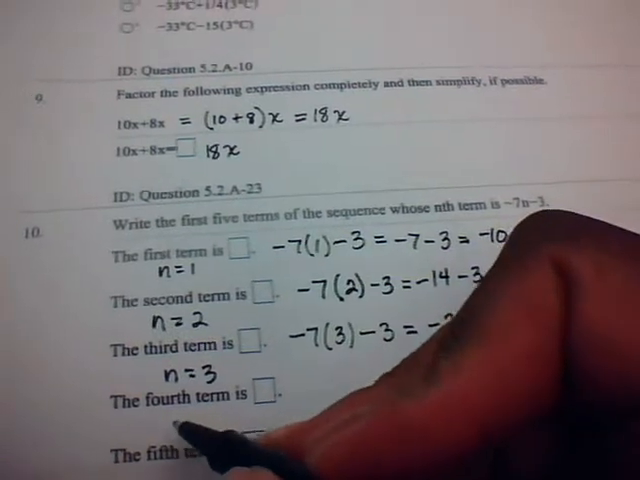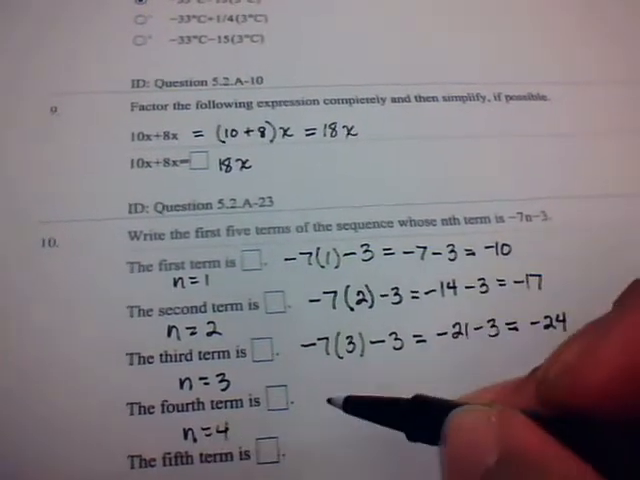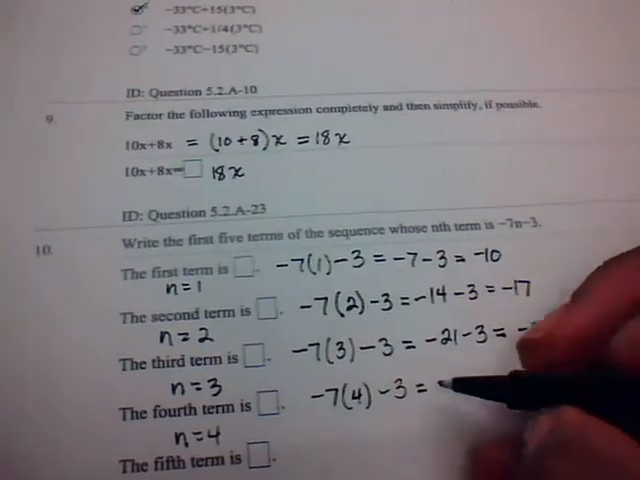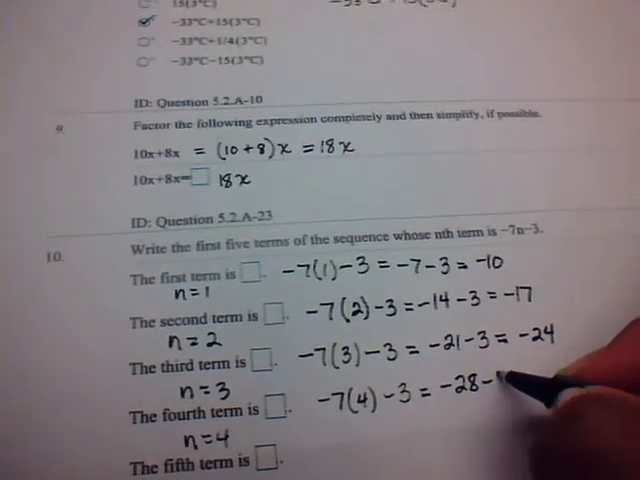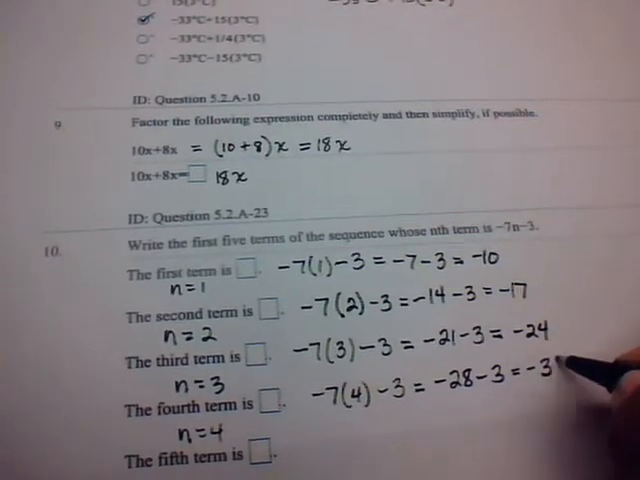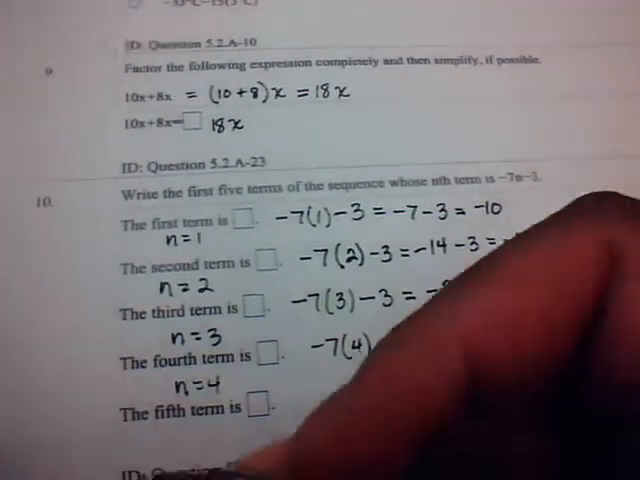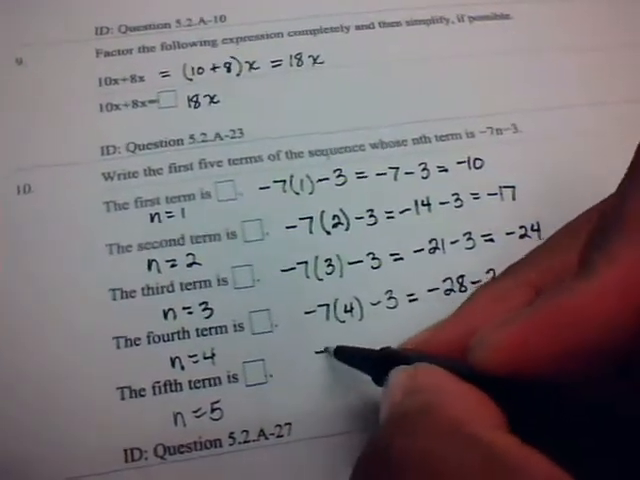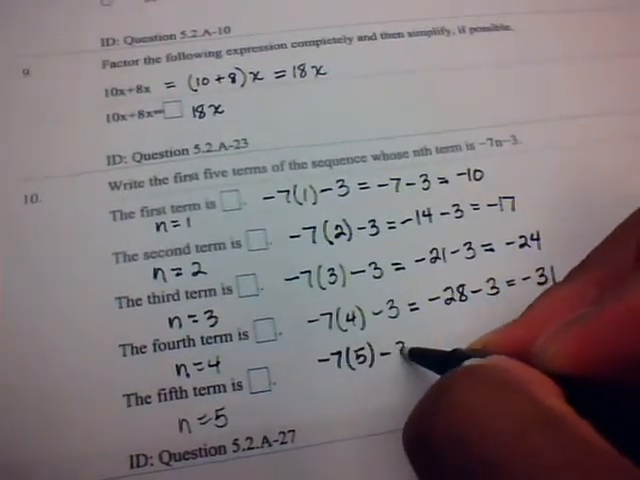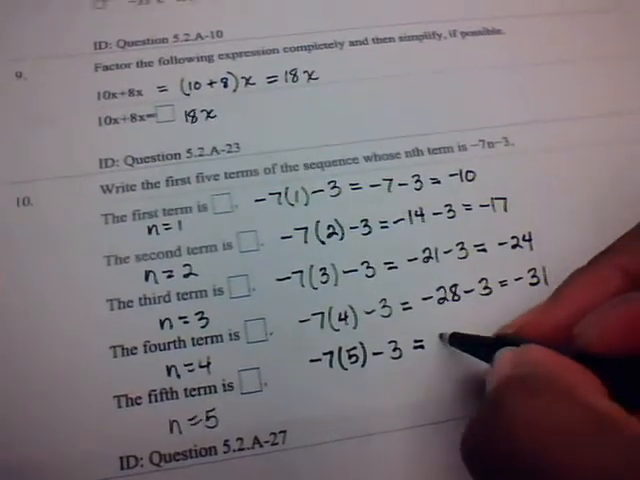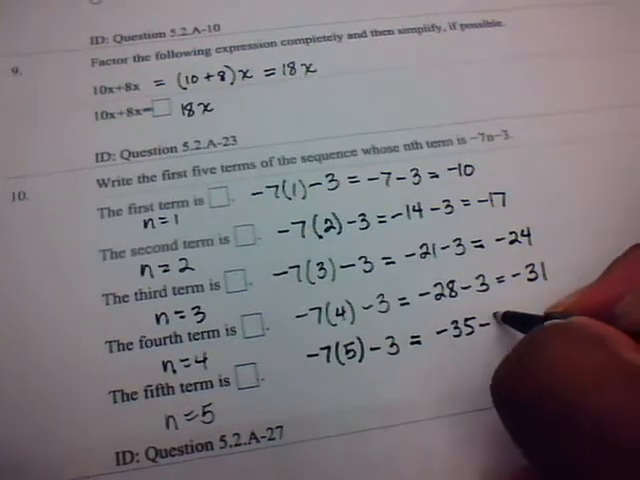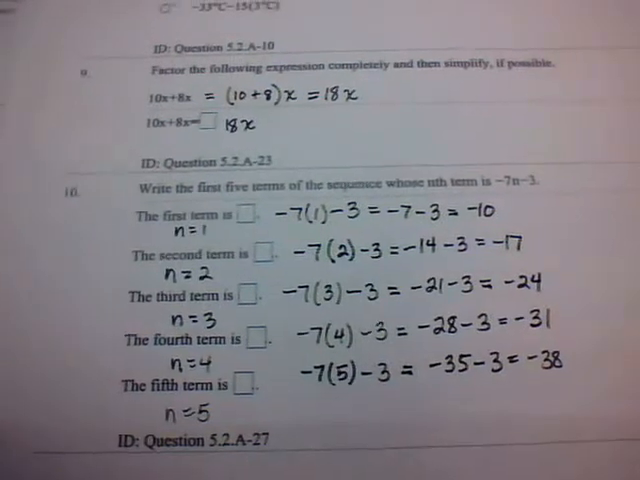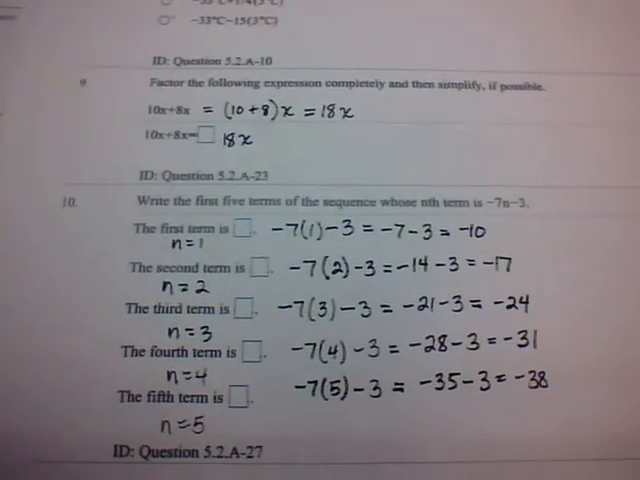And then the fourth term means n is equal to 4. So in this case here, we got negative 7 times 4 minus 3. And negative 7 times 4 is negative 28. Negative 28 minus 3 is negative 31. And then finally, for the fifth term, n is equal to 5. So we'll do negative 7 times 5 minus 3. Now, negative 7 times 5, that's negative 35. Negative 35 minus 3, that's negative 38. So the fifth term is going to be negative 38.